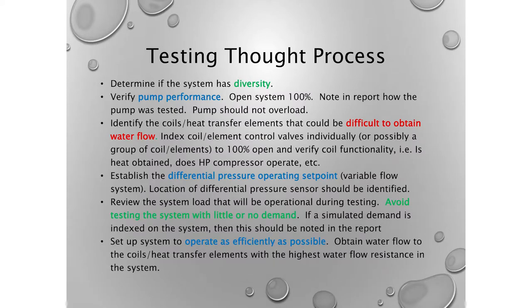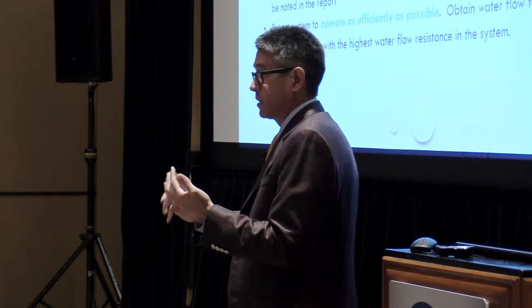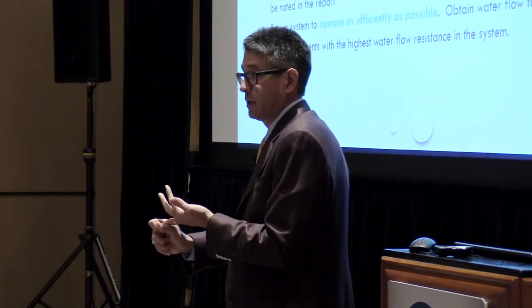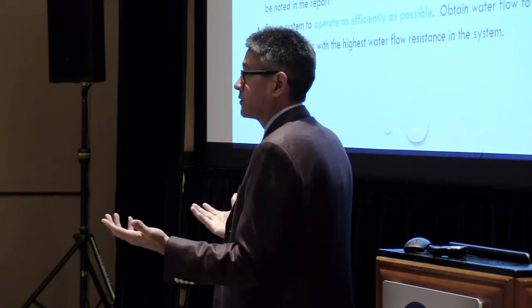So when we start looking at it, we think of that thought process. Do we have diversity? And if we do, let's start thinking how we're going to approach the whole job. First thing we always want to do is test that pump for performance, make sure it can meet design conditions. Typically, we'll open the whole system 100%, test it, make sure it doesn't overload, and just see what the pump does with all control valves 100% open.